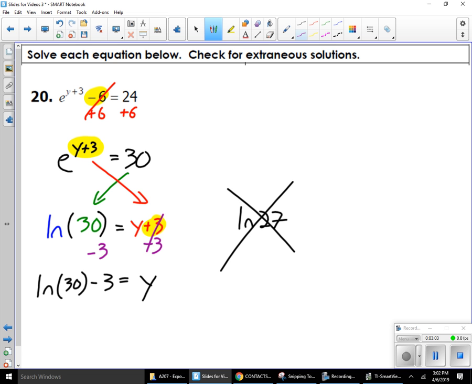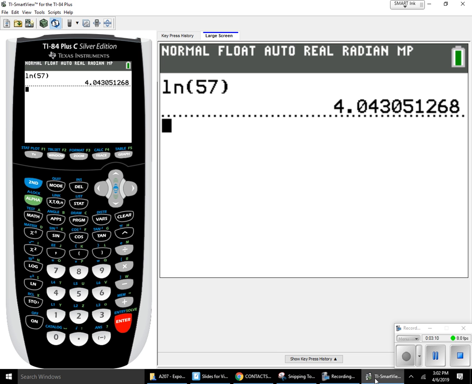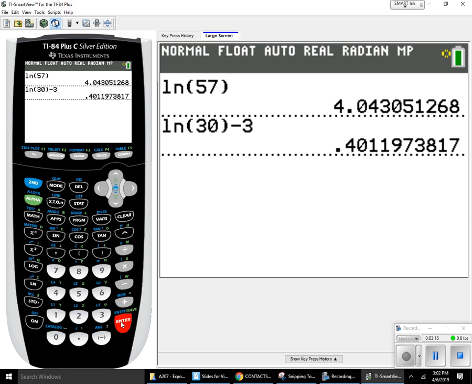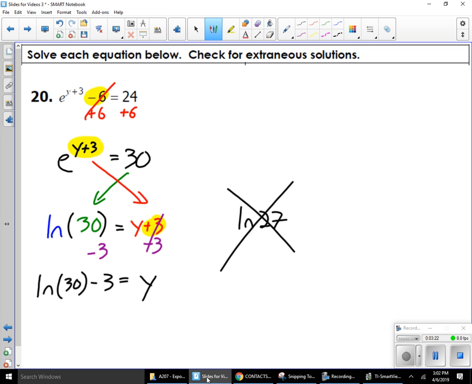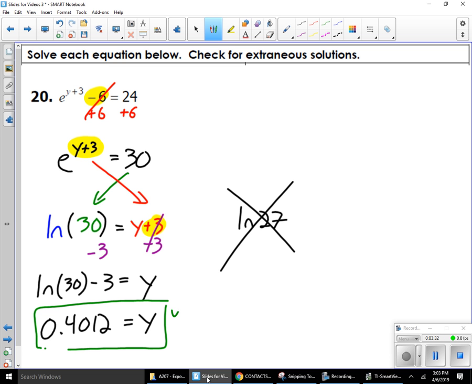So that's the one thing I'm worried about. That is somewhere where we need to be careful. Other than that, this is just calculator work. Natural log of 30, take away 3, will give us our answer. 0.4012 if we're rounding there. So if you have any questions on that one, definitely let me know.